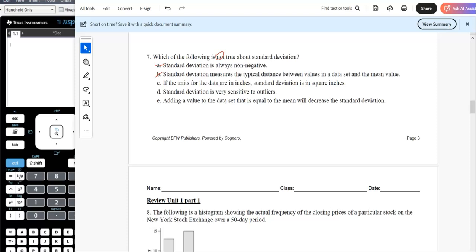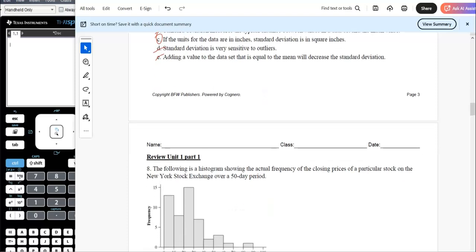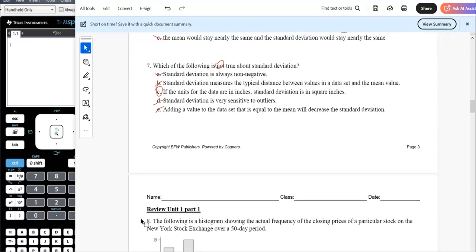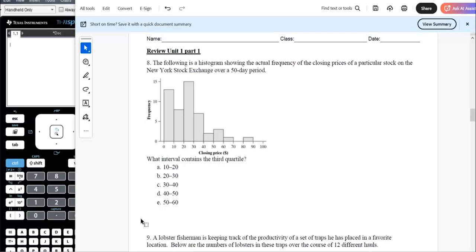If the units for the data are in inches, standard deviation is in square inches. Standard deviation doesn't really have a unit, right? So I don't think that's it. Standard deviation is very sensitive to outliers. That's true. Adding a value to the data set that is equal to the mean will decrease the standard deviation. That's typically true, although if all the values were at the mean, it would just keep it the same. So you could make an argument that's not true. We don't know. It doesn't have to, though. I don't know if it has to be true, but it could be false.